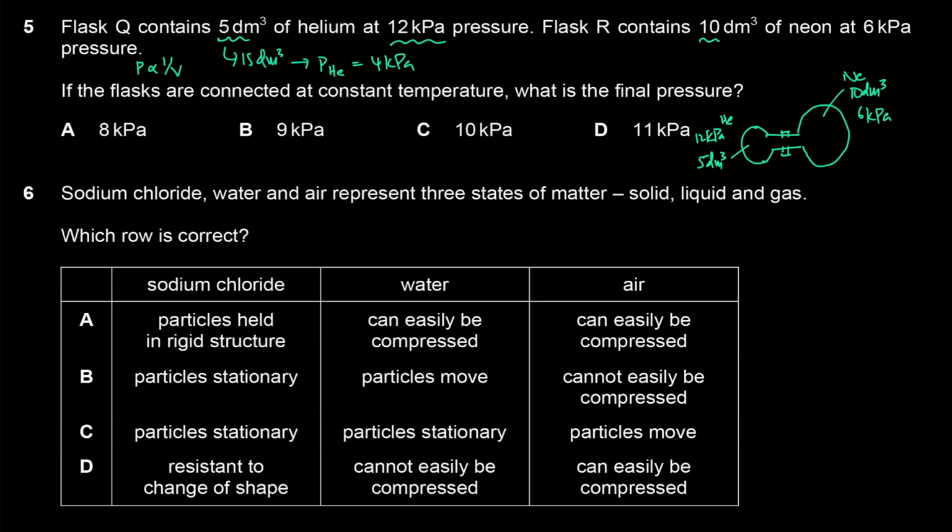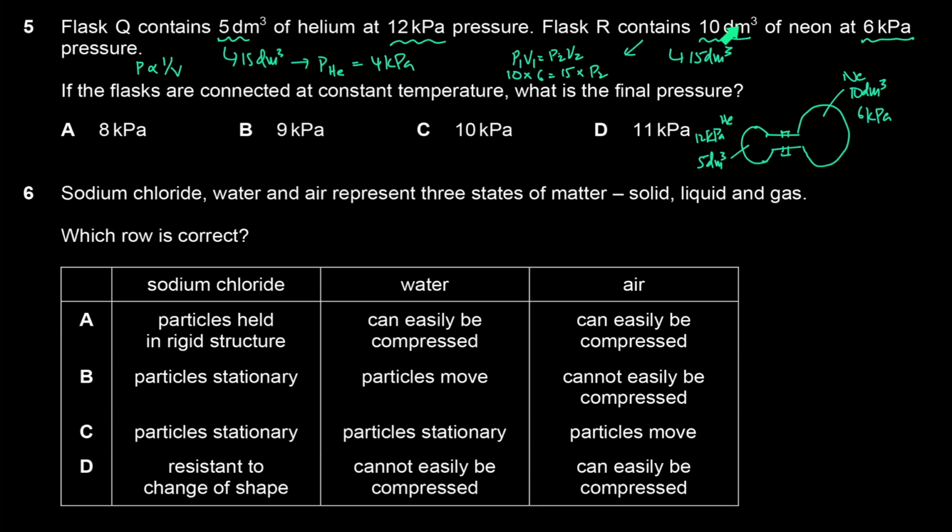Now what about neon? At 10 decimeter cube, 6 kilopascals. What if we add 15 decimeter cube? Again, for neon you can do the same thing. P1 V1 is equal to P2 V2. Initially you had 10 decimeter cube and 6 kilopascals. Now you have 15 decimeter cube. What's the new pressure?